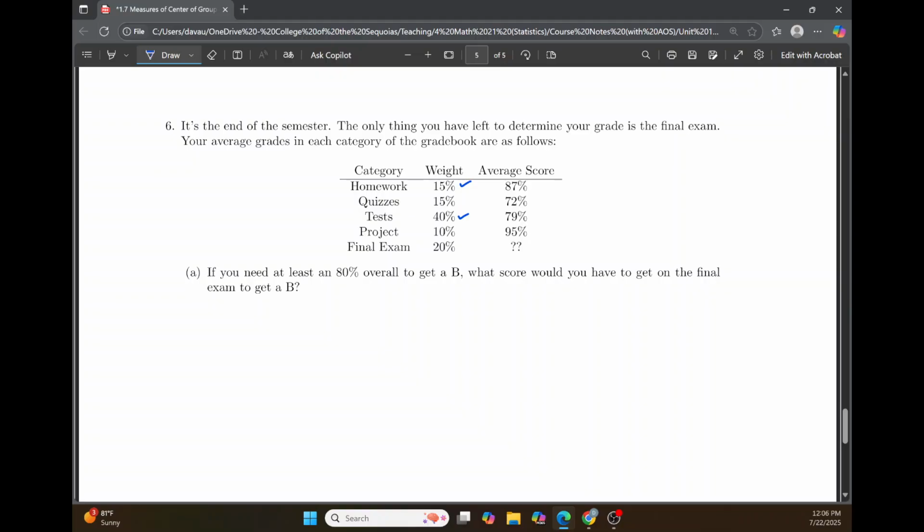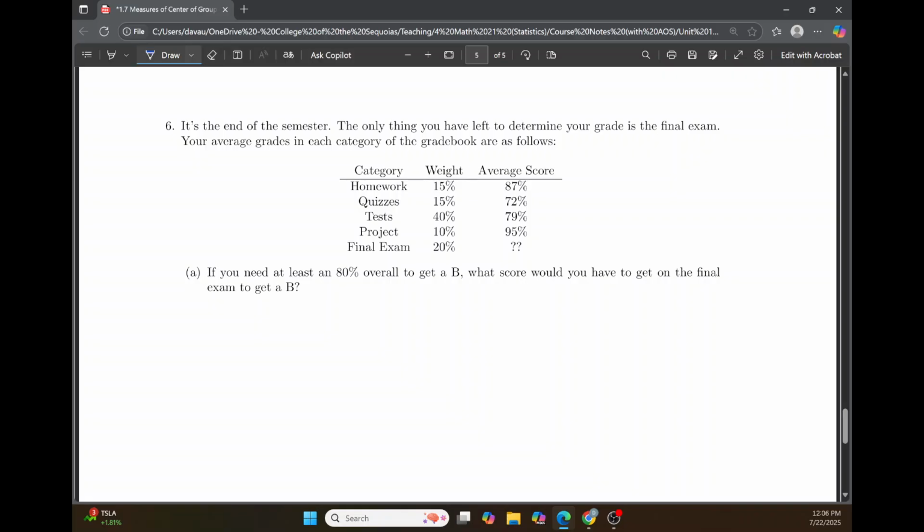so if you want to figure out what Canvas is doing to calculate your grade, then you have to understand a little bit about weighted averages. So let's look at this example. It's the end of the semester. The only thing you have left to determine your grade is the final exam. Your average grades in each category of the gradebook are as follows. And then we have that chart. Part A says, if you need at least an 80% overall to get a B, what score would you have to get on the final exam to get a B? Okay, well, let's check it out.